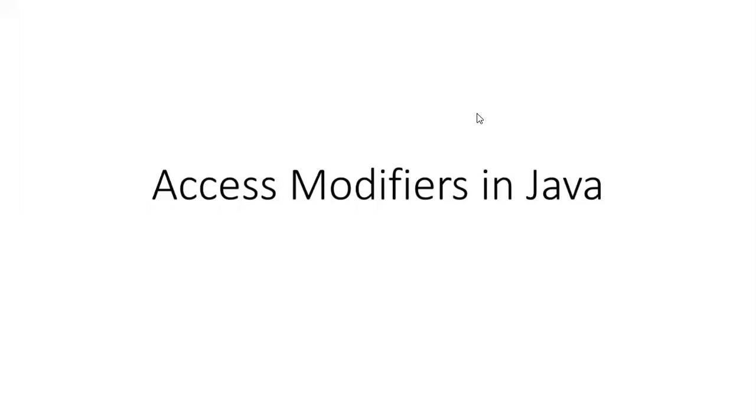In this lecture, we are going to discuss access modifiers in Java. Based on the principle of encapsulation, we have seen that an object encapsulates data and the code that works on the data together. This insulation of data and code in one unit is the basis of this principle of encapsulation.